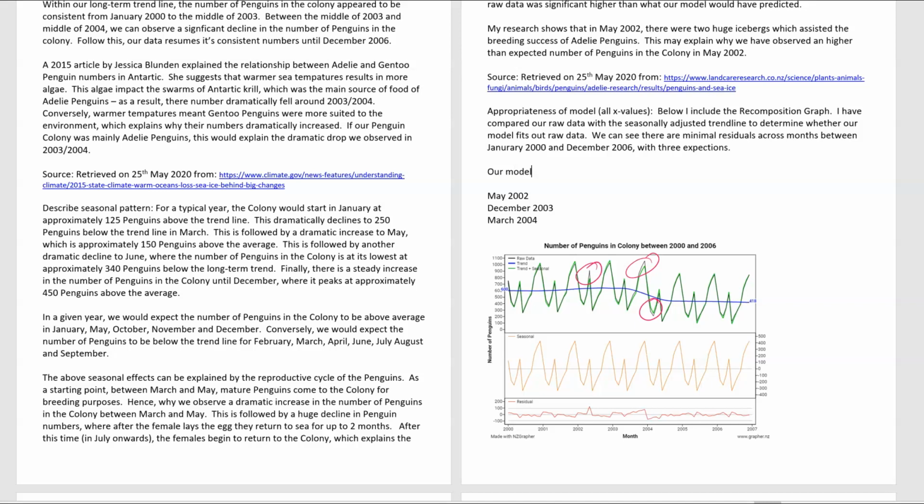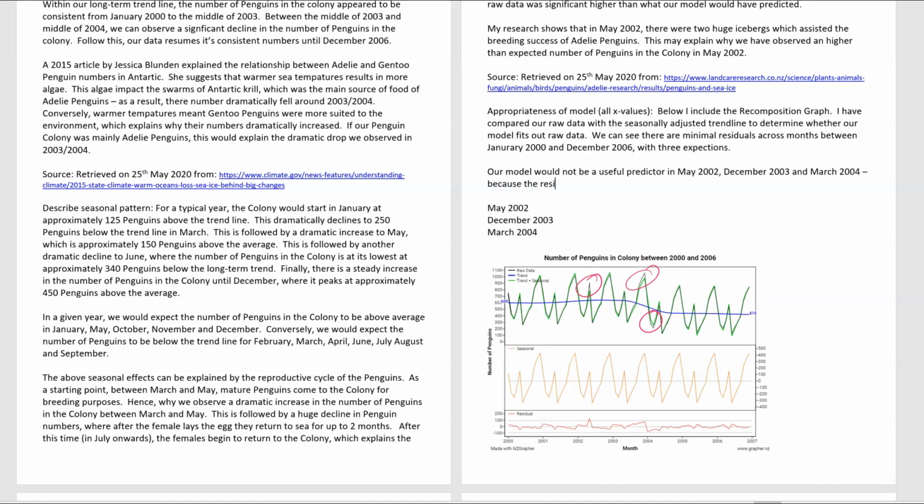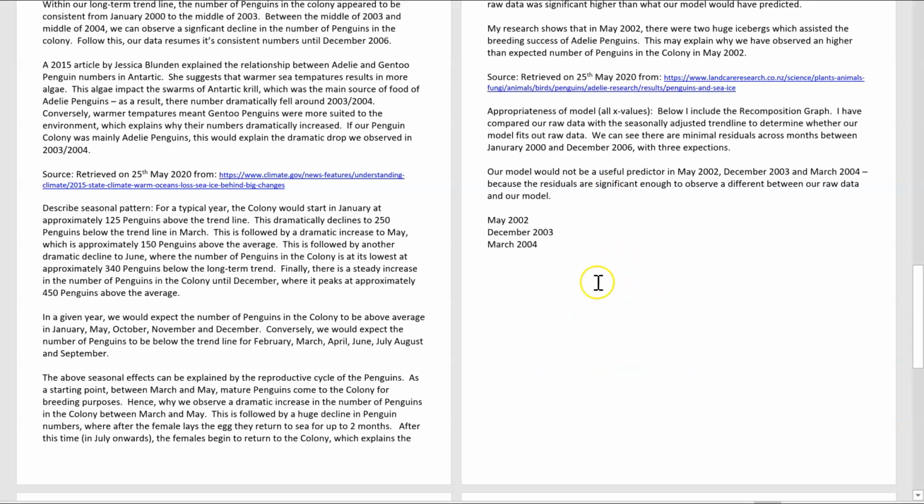So our model would not be a useful predictor in May 2002, December 2003, and March 2004, because the residuals are significant enough to observe a difference between our raw data and our model. So I'm pretty happy with that.